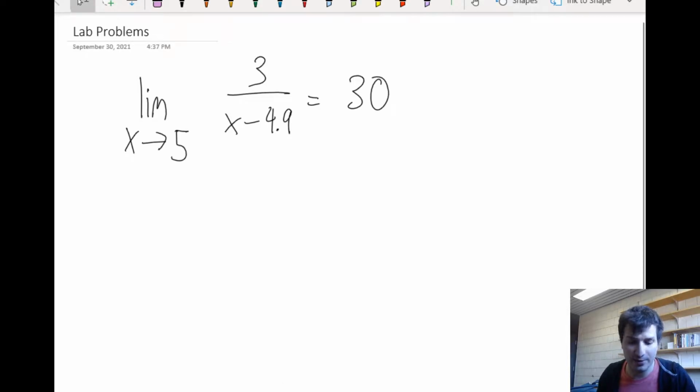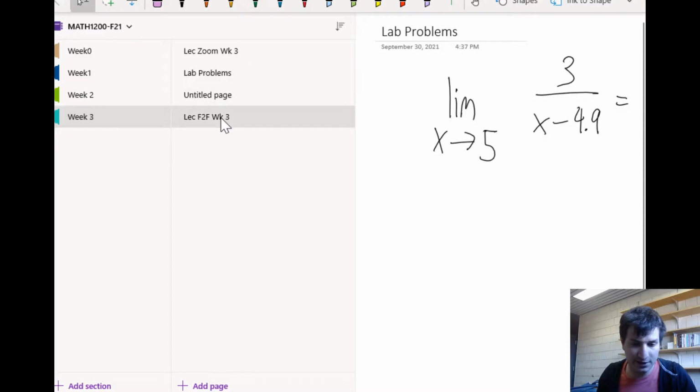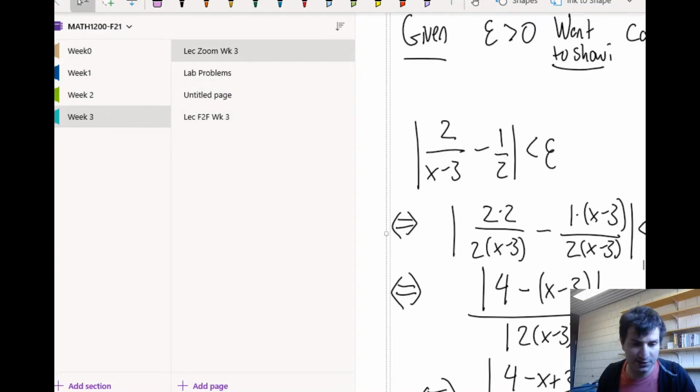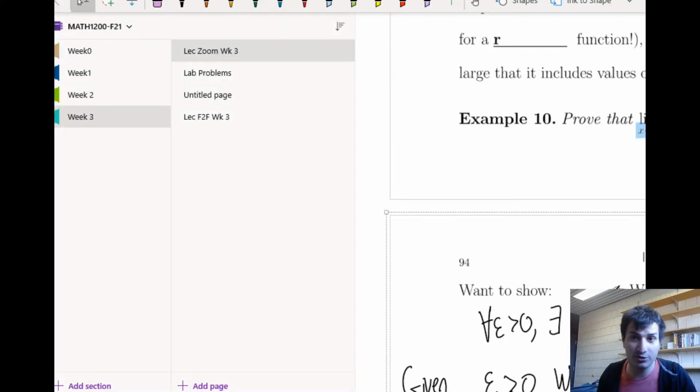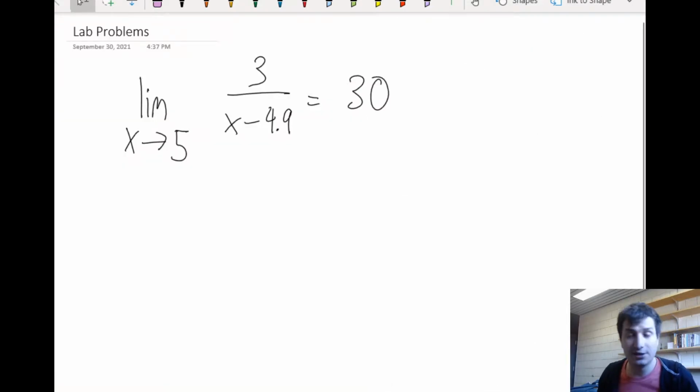There was another video about that one. What number was that in the notes? Just so I can tell you guys which it is. That was example 10. So definitely try example 10 before you try this one. This one is very similar to example 10 with maybe one small thing you've got to be careful about. Okay, lab problems. Let's do it.